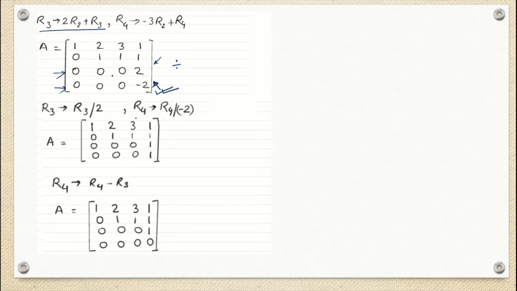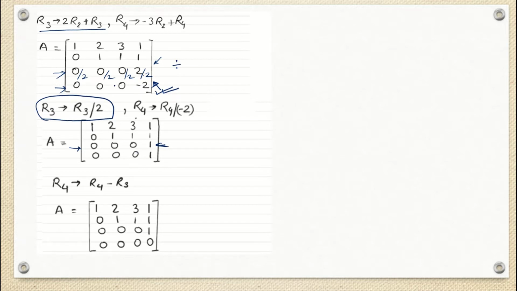Why? Because if I perform R3 as R3 divided by 2, what will happen? This 0 by 2, 0 by 2, 0 by 2, 0 by 2, so here I am going to get a straightforward 1. Fine, so here division operation is useful. Similarly, in my R4, I am going to do R4 divided by minus 2, so I am going to get 0, 0, 0, 1 in my R4.